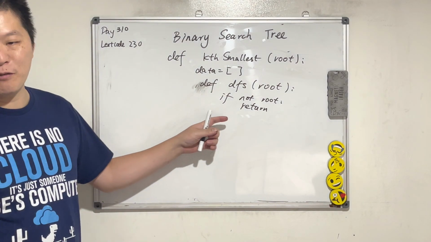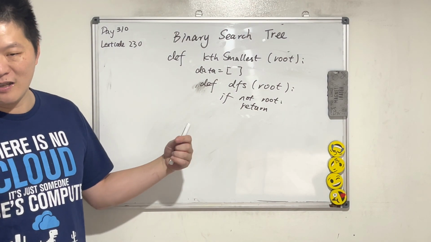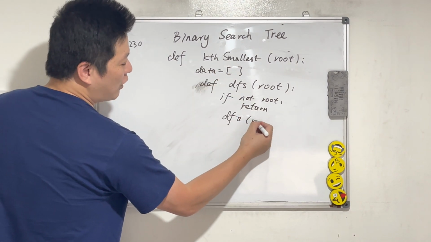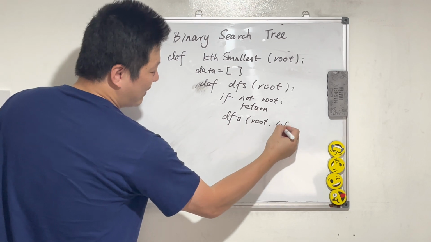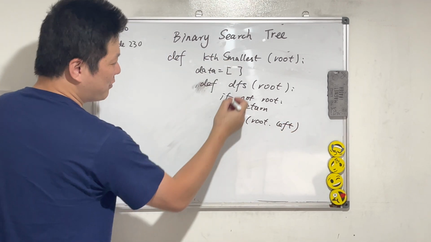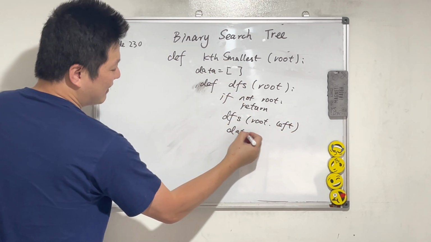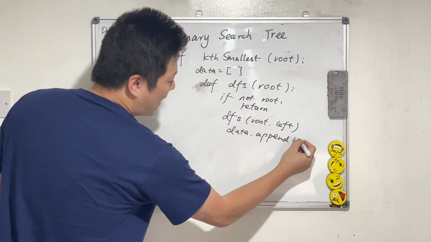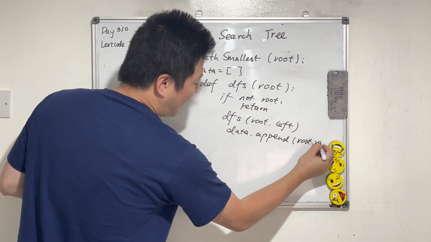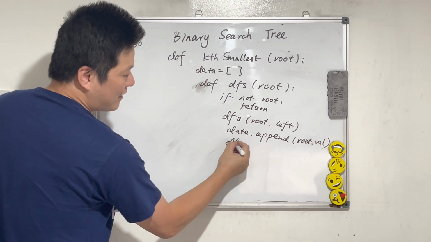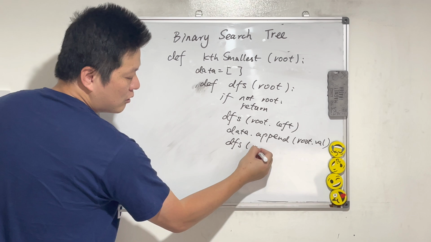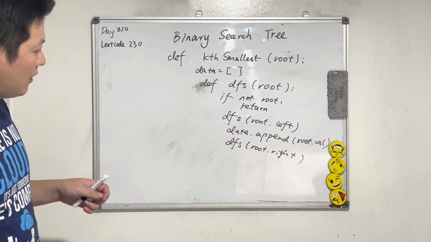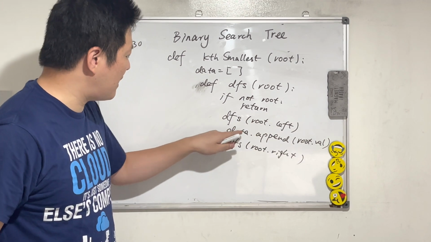And then what should we do? In-order: we visit the left tree first. DFS root dot left. Then we visit the node, which we put in the data: data dot append root dot value. And then DFS root dot right. That is visiting the right.